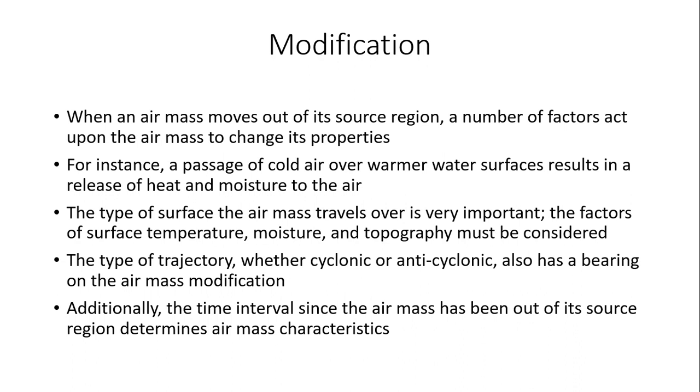For instance, a passage of cold air over warmer water surfaces is going to result in a release of heat and moisture to the air. So we have a cold over warm situation. Whenever you have a colder air mass aloft over a warmer surface, that generally leads to instability, where you're going to get more of the cumulus clouds and more showery precipitation. But by the act of those vertical air currents, when colder over warm, the air is going to rise in the vertical. That's going to modify the properties of that air mass. The type of the surface the air mass travels over is very important.